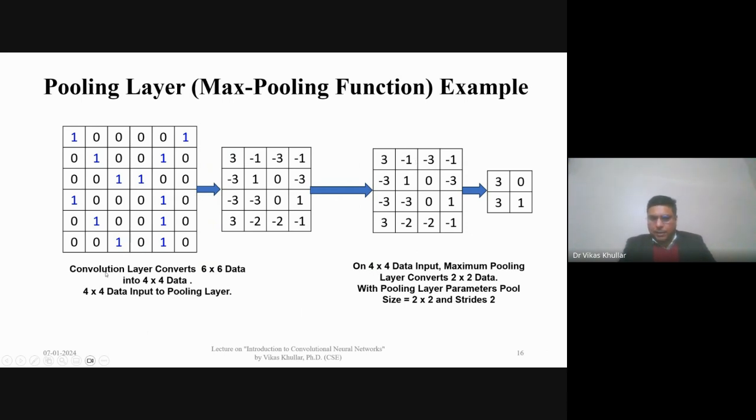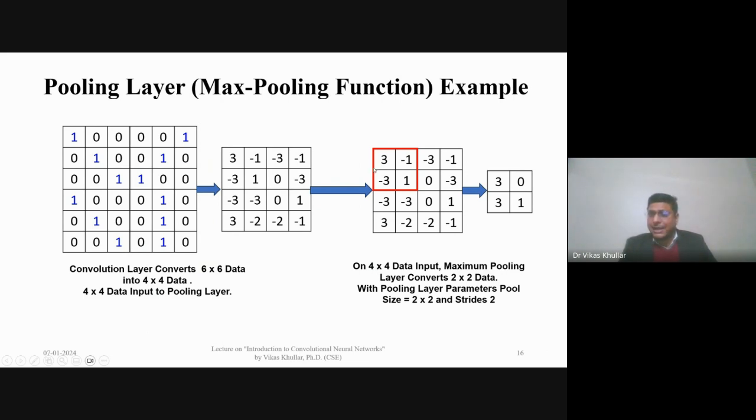Here the convolutional layer converts the 6 into 6 data into 4 into 4 data, and the 4 into 4 data is fed to the pooling layer. Now the 4 into 4 data input is applied with the maximum pooling function and converts into 2 into 2 data with the pooling layer parameters. Here the pool size we are considering is 2 into 2 and stride 2 as two different parameters. Now you can see, if the pool size is 2 into 2, we are selecting here the 2 into 2 array.